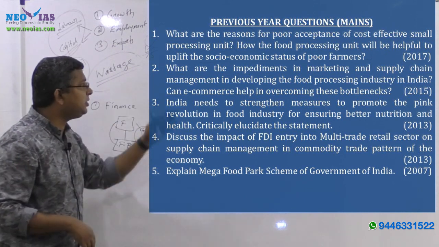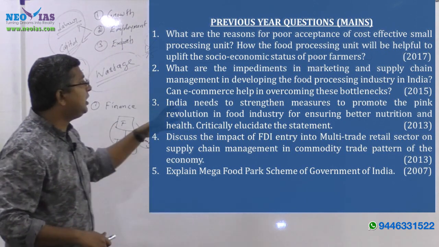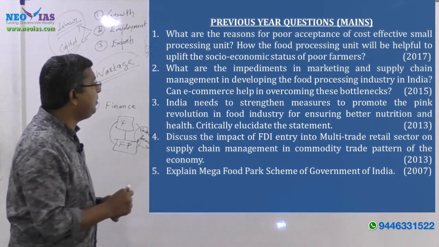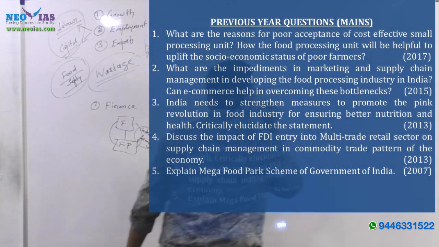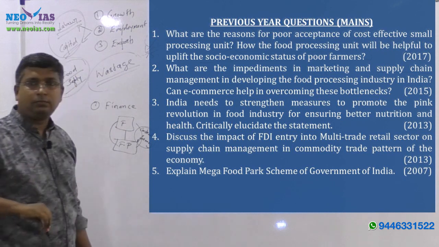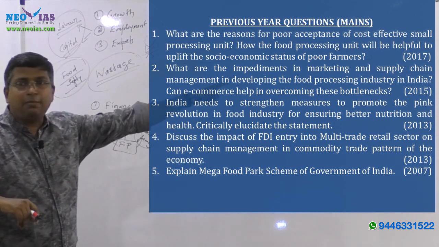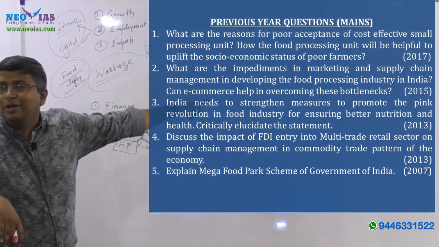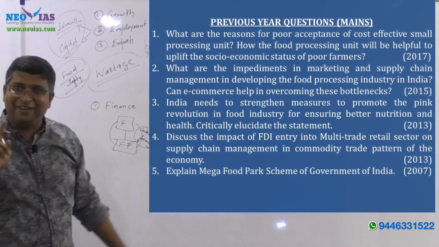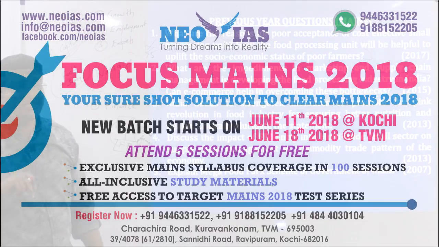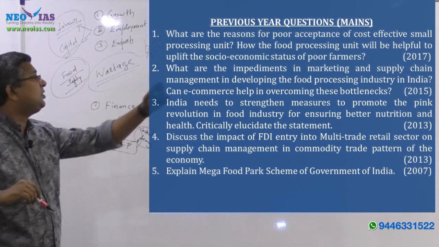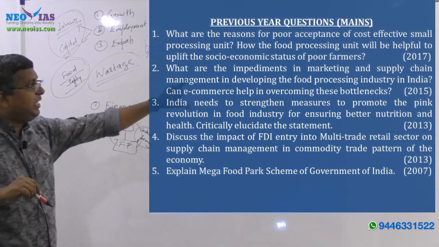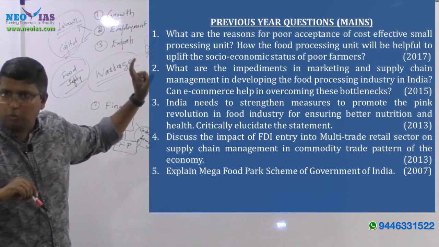So that was one question. In 15 they asked a question: what are the impediments in marketing and supply chain management in developing the food processing industry in India? Direct syllabus, supply chain management. That's the reason why I told you that food safety, all these things will come. So that specific answer we already addressed, but we'll go through it.